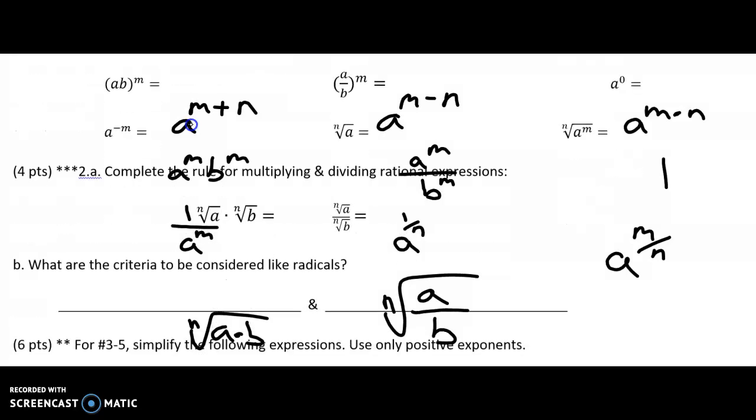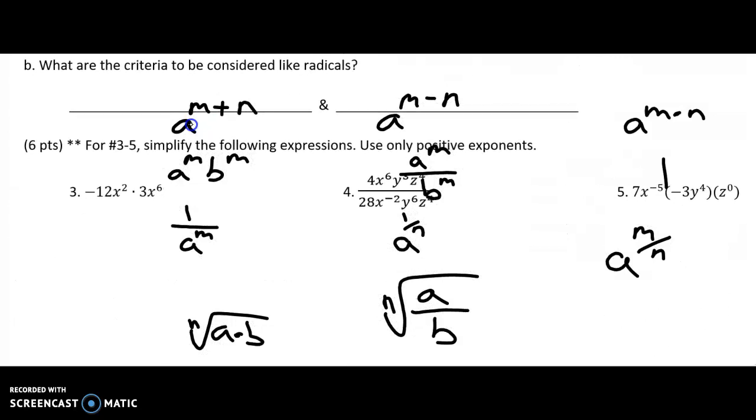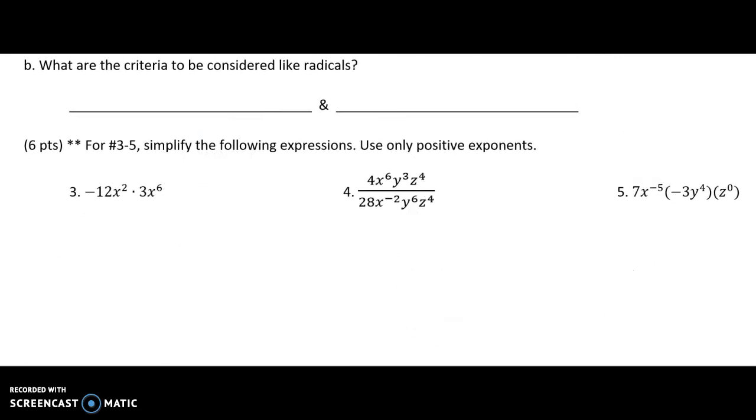The second part of the 3 stars, we have what criteria is considered to be like radicals. It's the same index and same radicand. Okay, those are the only 2 answers I will accept in any order, but those are the only 2 answers I will accept on that. Okay, number 3. All right, all it is is simplify, so you just follow your rules.